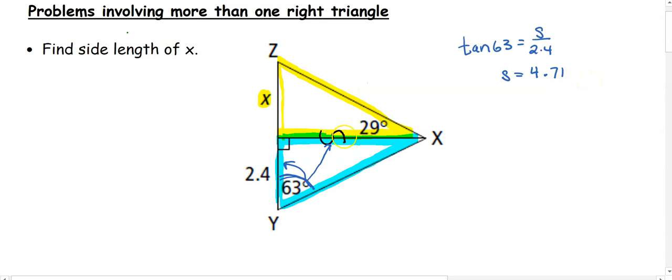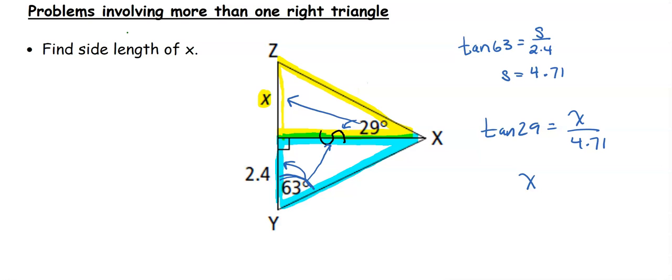So now that I have my shared side, I can now use that shared side to find x, in which that is opposite, that is adjacent. So the tan of 29 is equal to opposite over adjacent. And so now I can find x by taking my 4.71 and multiplying it by tan 29, and I'm going to round to the nearest tenth since it's the final answer. I'm going to get 2.6 units.